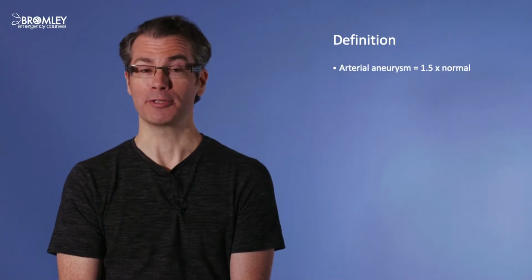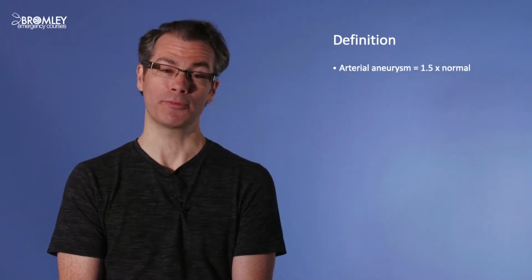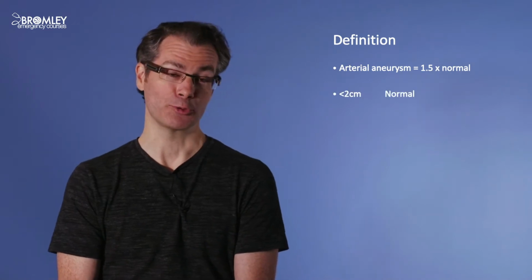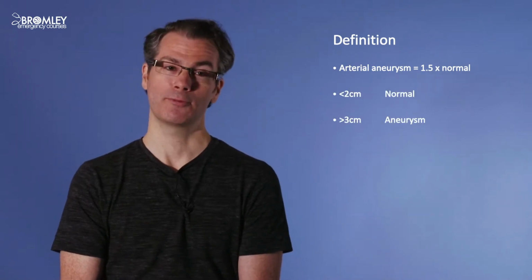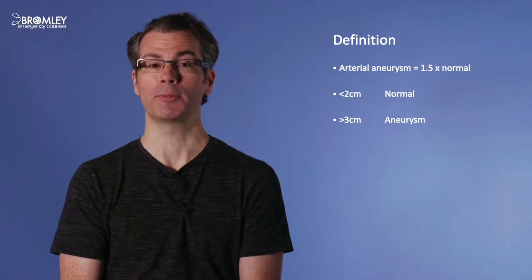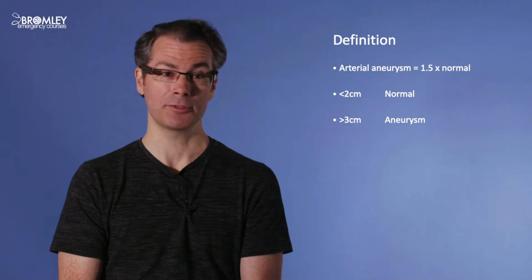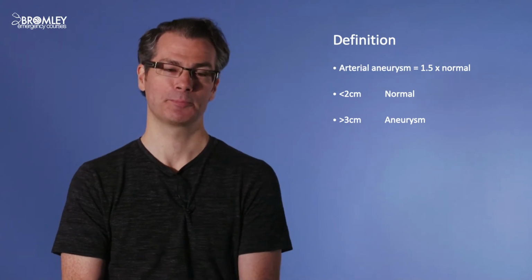Well, any arterial aneurysm is defined as 1.5 times the normal diameter of that vessel. And the aorta is normally 2 centimeters. Therefore, a AAA is anything 3 centimeters or more. And you can remember this because AAA has 3 A's, so 3 A's, 3 centimeters.